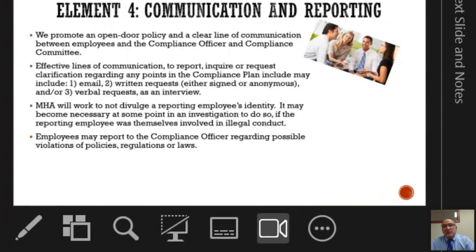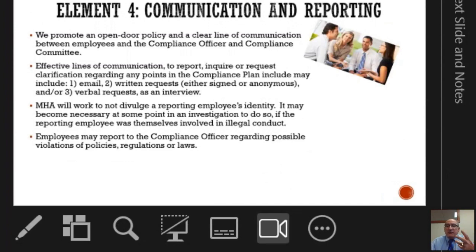Communicate. Open door policy. The door is always open unless it's shut. And what that means is, feel free, if you have a question or an issue that you want to raise, you have direct access to the compliance officer to make that question or make that complaint. And we can reach out to you if we have an issue via email or written requests or verbal requests, or sometimes we even use the community page on our Paylocity. So understand that we really want to keep an open door as far as how we communicate with you all.